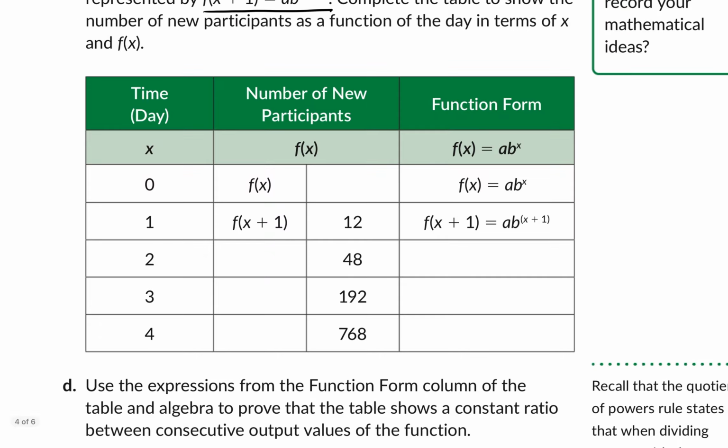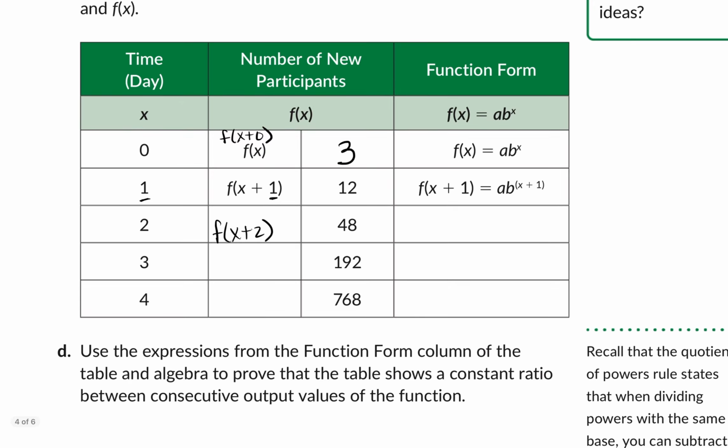We're given this, right? We said day 0 is 3. Well, this is going to be x plus 0. We just don't write the 0. We write the 1, it's just an invisible one, but 0 we never, ever, ever write. Okay, so my 1 is connected to here. So then for 2, it's going to be x plus 2 because that's my second term. Then I'm going to write my function form, which is f of x plus 2.